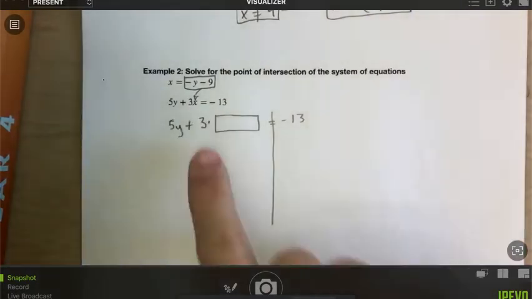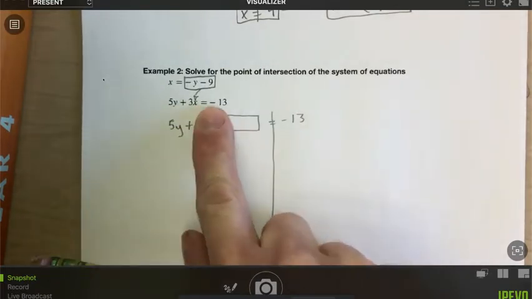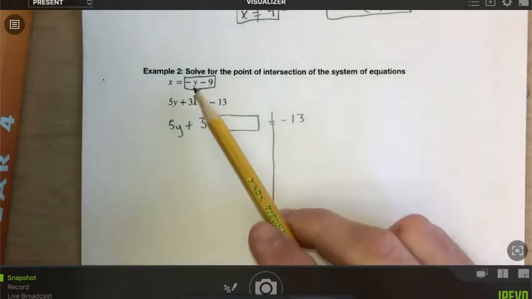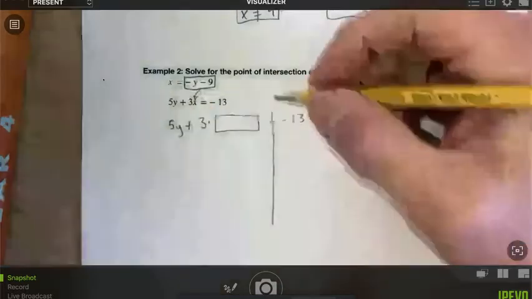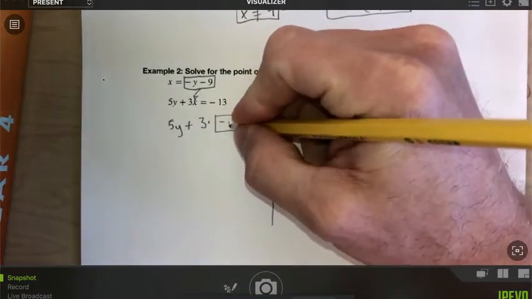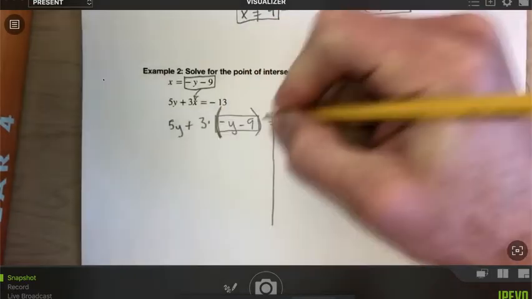And so once again, the 5y stayed, the 3 stayed. I left a blank where the x was, and the equals negative 13 stayed. And so all I'm going to do is now take this expression here. I'm going to throw it into my box, and I'm going to make sure to throw my parentheses around it.